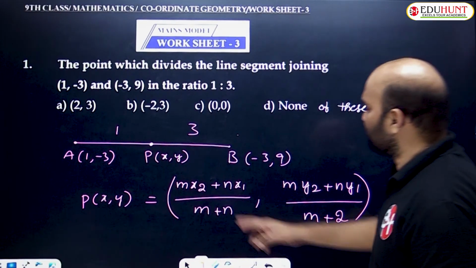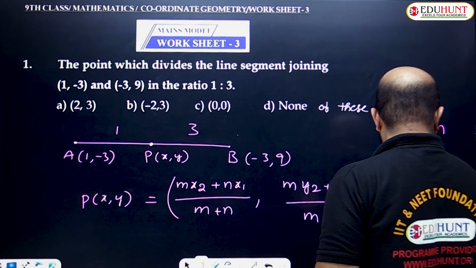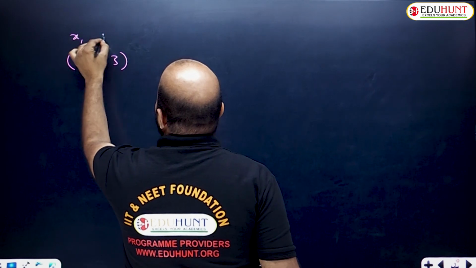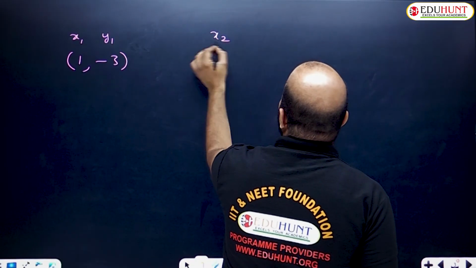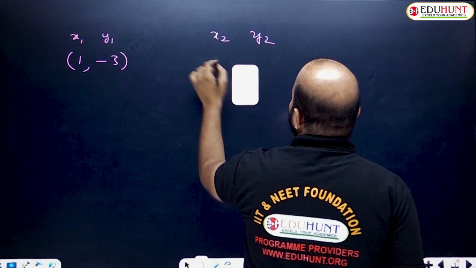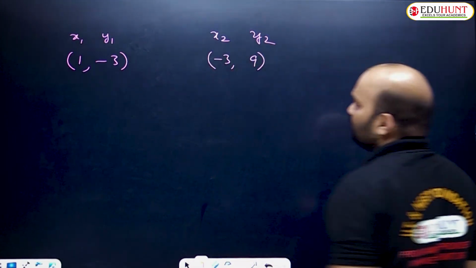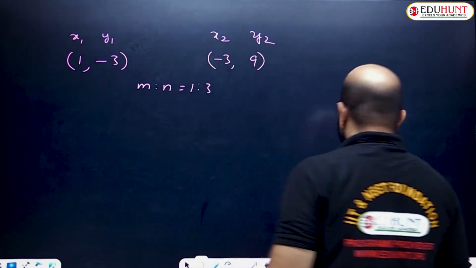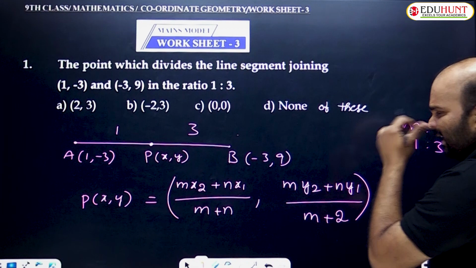Again, x1, y1. What is x1, y1? That is point A: x1, y1 is (1, -3). Am I clear? So what is the x2, y2 value? That is the B coordinates, x2, y2: (-3, 9). And m:n, you know, is 1:3. These values we directly substitute in the section formula, and we will get point P.